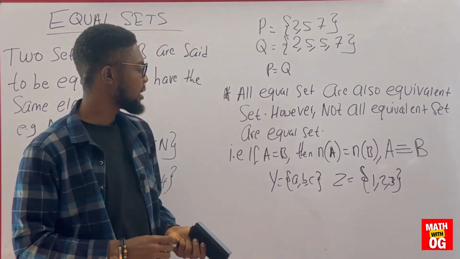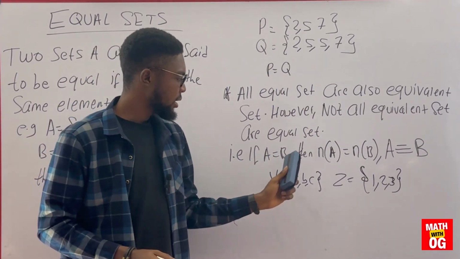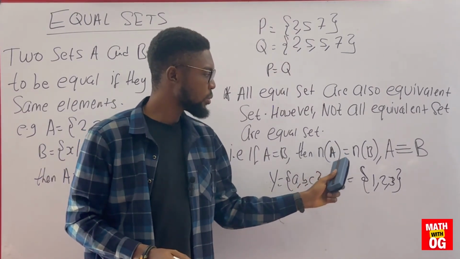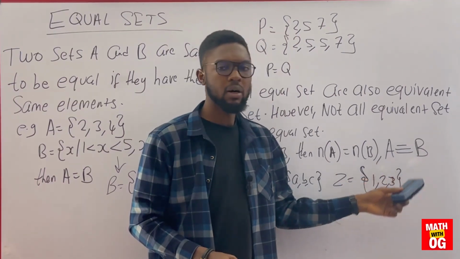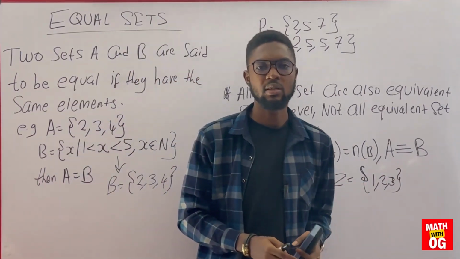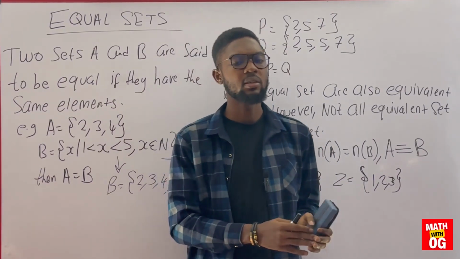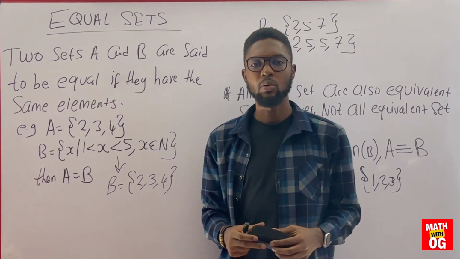Now that we know that, I can write here: if A is equal to B, then the cardinality of A must be equal to the cardinality of B. And if that's the case, A will be equivalent to B. So note that all equal sets are equivalent sets, but not all equivalent sets are equal sets. So that's all you need to know about equal sets.